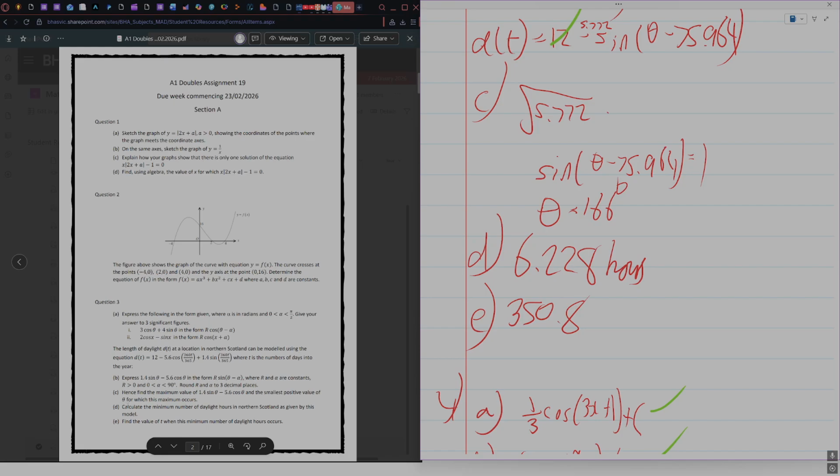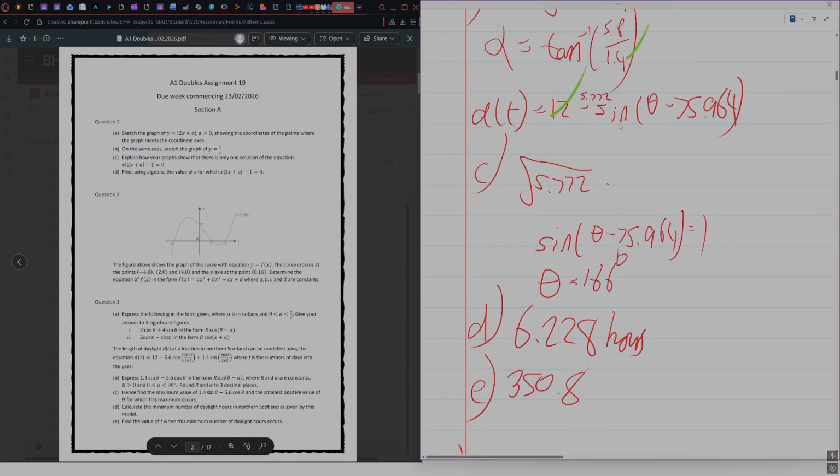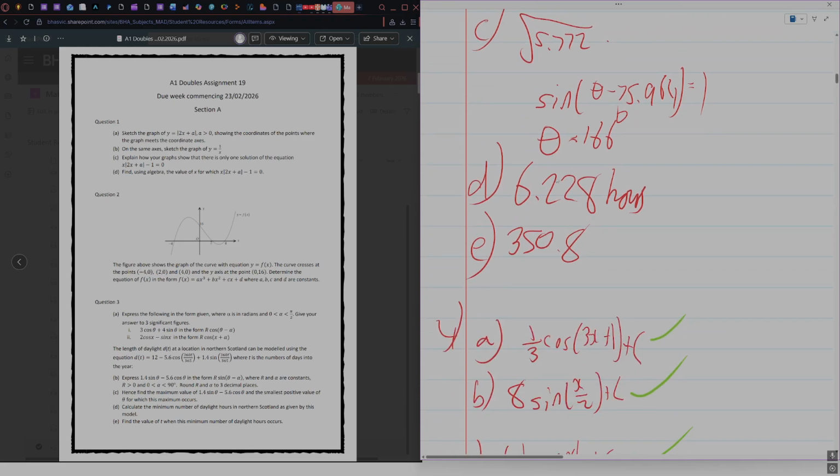And then for part D, the minimum is just going to be when this sine is -1. Or no, sorry, it's going to be when the sine is 1, because you're taking away, sorry. So you're going to get this eventually.